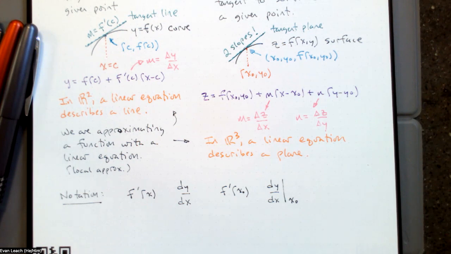Now, in the case of partial derivatives, we're going to have two of them. There's going to be a delta z over delta x and a delta z over delta y. So we do a couple of things. Number one, since there are two different partial derivatives, when we're doing partial derivatives, we use a different kind of d.